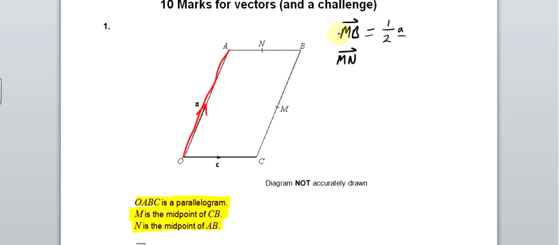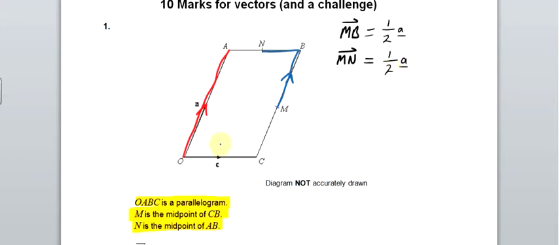Now for vector MN, so to go from M to N we go up to B, and then we go back along this way. So we already know the first part of it. We know that to go from M to B you go halfway in the A direction. And now we've just got to work out what this is.